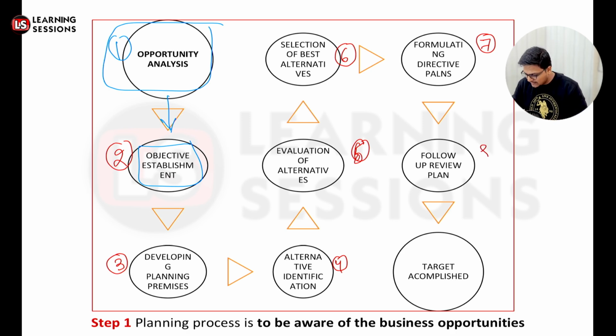And the 8th one is related to following up that particular plan. You have to review that plan, and further we have to check whether the established things were accomplished or not. That's your 9th step. So this is how it works in case of planning.